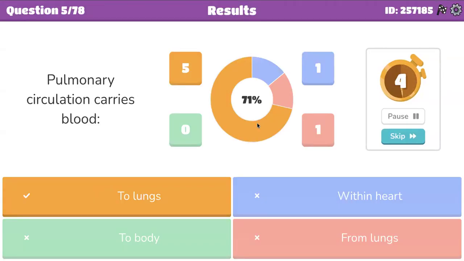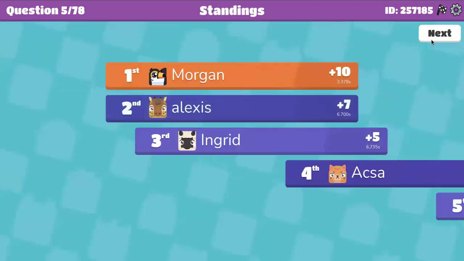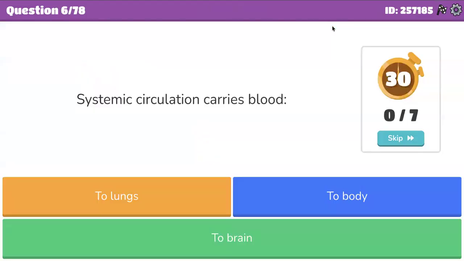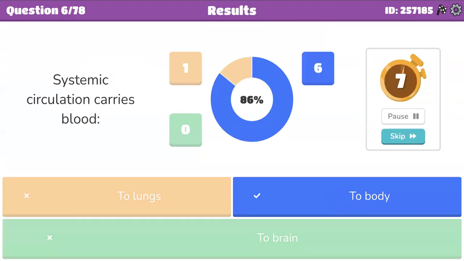blood pressure. Pulmonary circulation carries blood to the lungs. Pulmonary means lungs. And that's one type of circulation. Systemic circulation is the other type of circulation. It carries blood where? Yep, to the rest of the body.